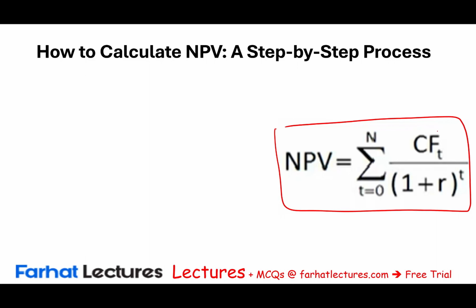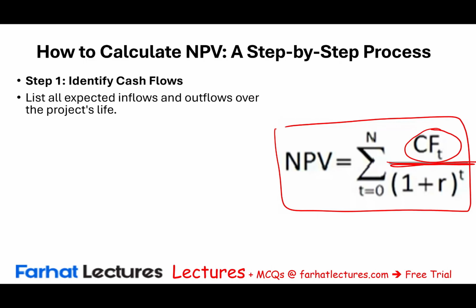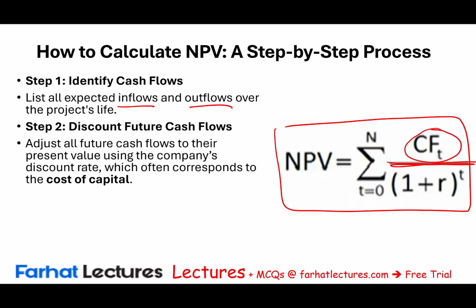It's the sum of all cash flows discounted, divided by 1 plus r raised to the t. The sum of all of those. We're going to look at an example, but this is the short formula. First, identify the cash flows. List all the expected inflows and outflows, and I showed you what they are over the project. Then figure out the discounted cash flow. Adjust all future cash flows to their present value using the company discount rate, which is often the cost of capital.